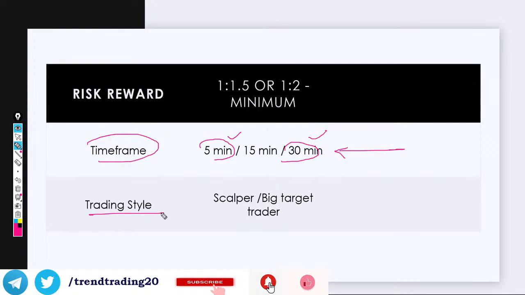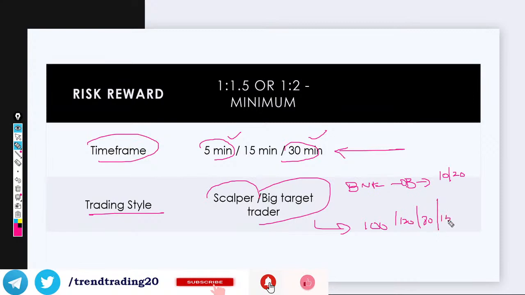Okay, and when it comes to trading style, what is your trading style? Are you a scalper? Scalper means, for example, in Bank Nifty option buying, taking 10 points, 20 points profit. Or a big target trader, who expects a target of 100 points, 120 points, 80 points, 150 points in an option. These are decent big intraday target trades. You need to identify whether you are a scalper or a big target trader.